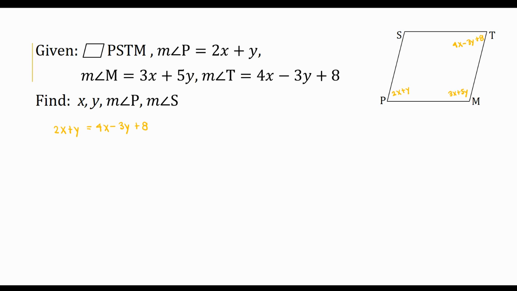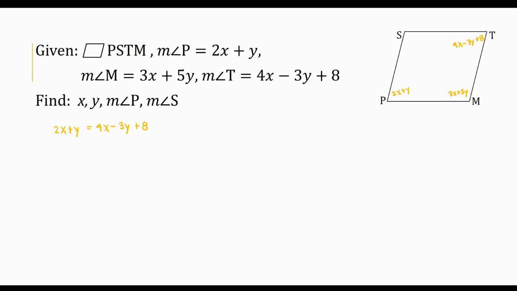Otherwise, we do have several sets of consecutive angles. Notice that angle P and angle M, which both have expressions, are right next to each other. So they're consecutive, they are supplementary. Angle M and angle T both have expressions. They are right next to each other. They are also consecutive, so they're supplementary. So I only have to pick one more in order to set up a system.